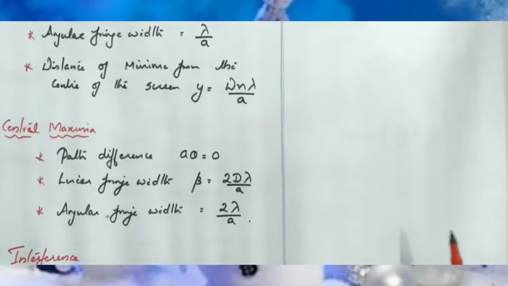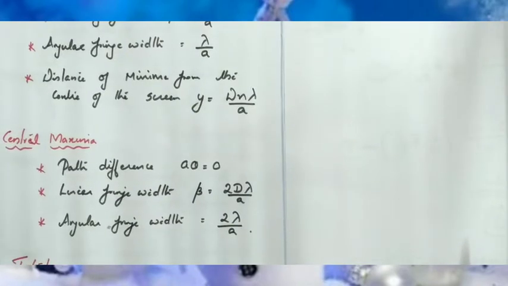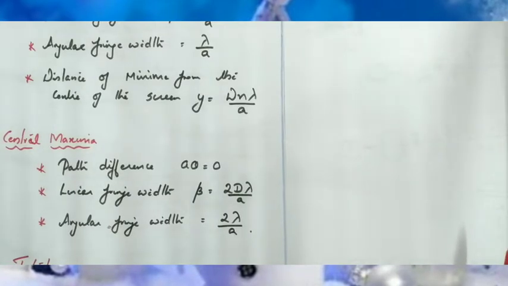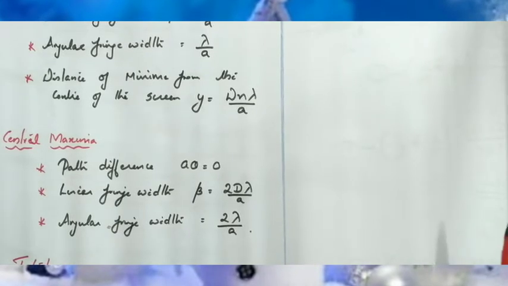Now for central maximum, path difference a theta is equal to 0 because at the center maxima is found, isn't it? So a theta equal to 0, path difference is 0. Linear fringe width is doubled, beta equal to 2D lambda by a. Angular fringe width also gets doubled, 2 lambda by a. So these are the formulas you have to learn by heart.